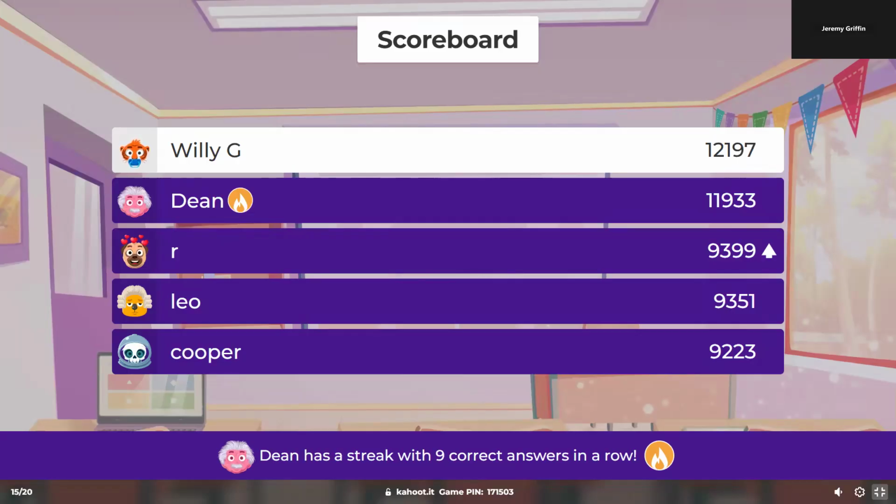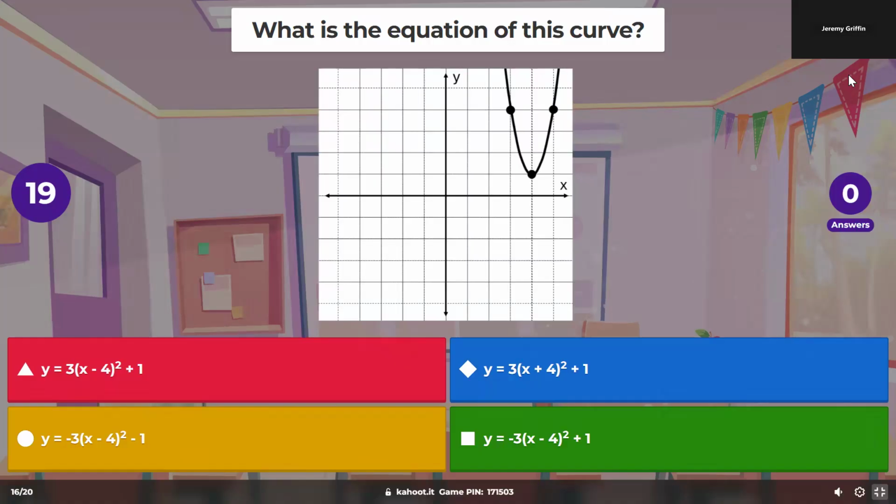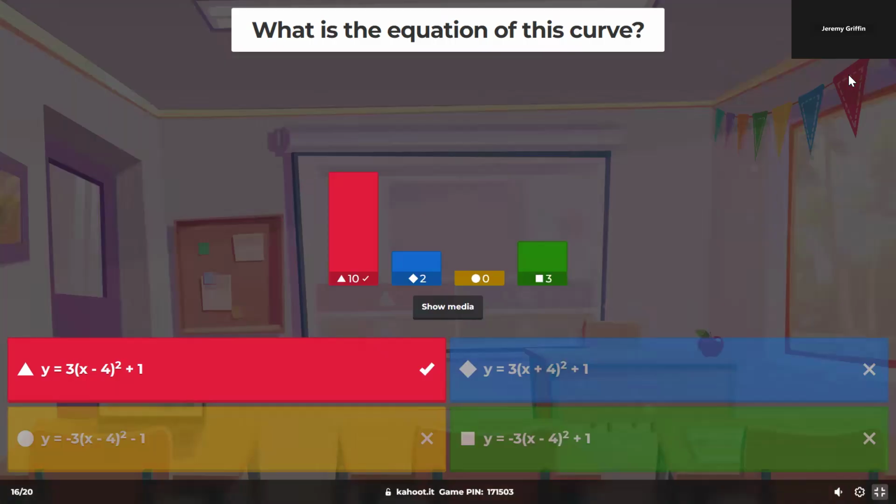Cooper, Leo, R, Dean, still on fire. Willie G. Equation of this curve. There you go. All right, so right 4, up 1, and then stretch vertical factor of 3. Boom, boom, boom.